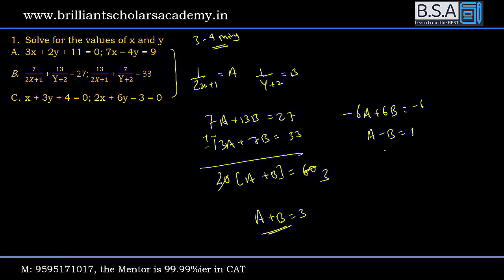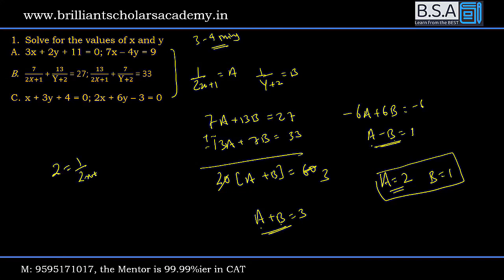If you look at this, you can clearly see A is equal to 2 and B is equal to 1 will get you the answer. Now I have to find X and Y. This 2 is equal to 1 upon 2x plus 1. So 2x plus 1 is equal to 1 by 2. 2x is equal to 1 by 2 minus 1. So x is equal to minus 1 by 4. There, your job is done.